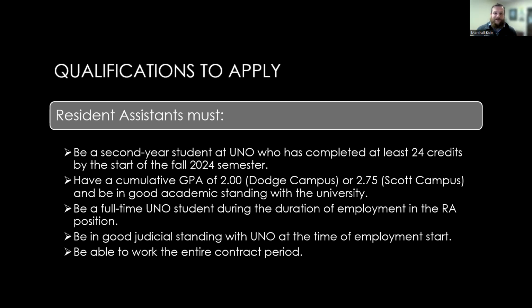RAs need to be full-time students throughout the duration of the time in the position. Full-time is 12 credit hours per semester in the fall and the spring. And then also RAs need to be available to work the entire contract period. So on Dodge campus, you need to be available from August 1st until May 31st. And then on Scott campus from May to May, when the full contract with the position occurs.